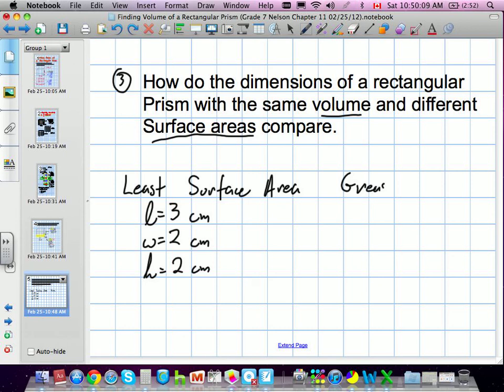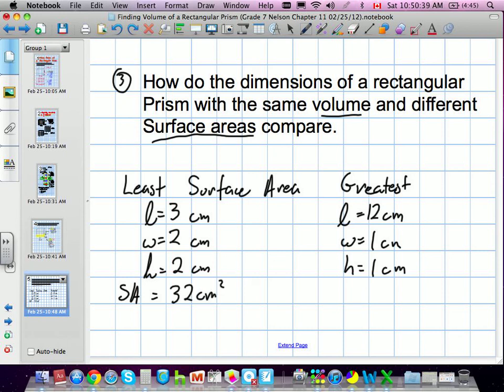And what about the greatest? The length was 12 centimeters. And the width was 1 centimeter. And the height 1 centimeter. Okay. What were the surface areas in the end? For the least one it was 32 centimeters squared. And the other one was 50 centimeters squared. Oh yeah, big difference, eh?